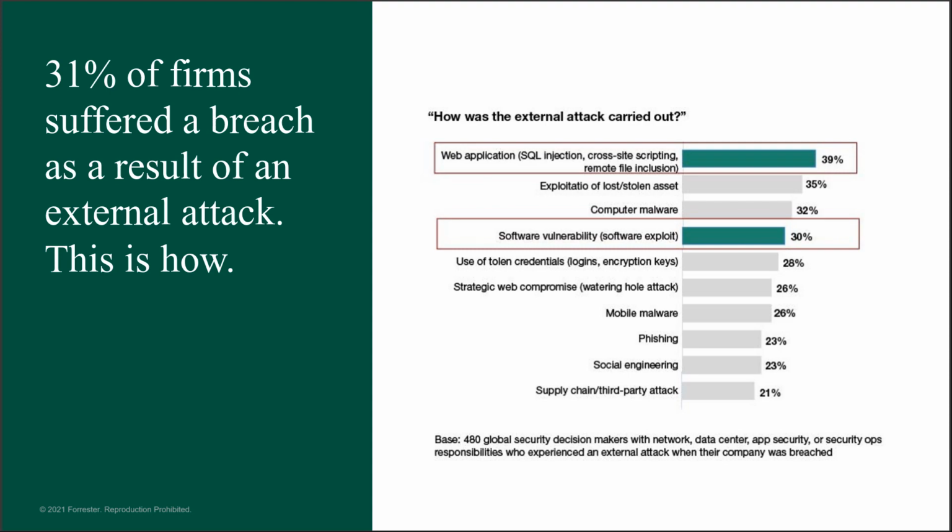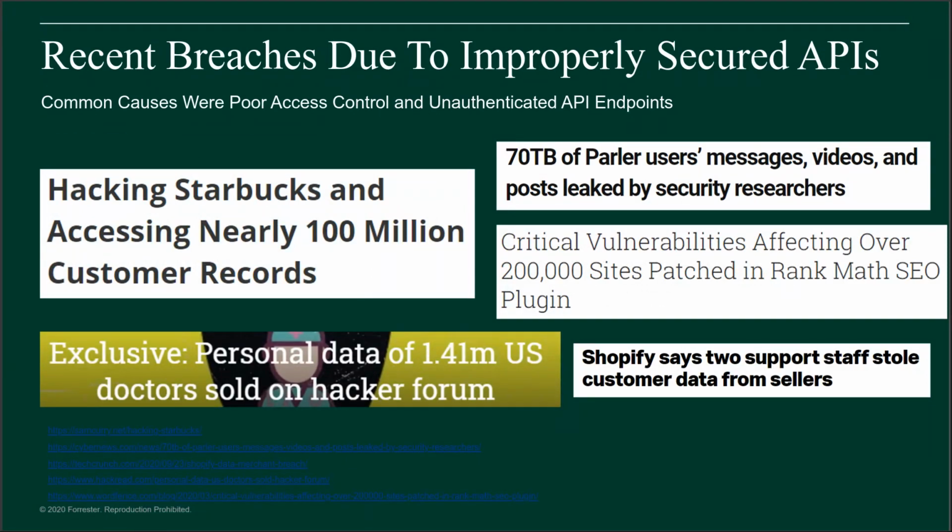We've seen, and we talked about this earlier today, a ton of breaches that have been due to improperly secured APIs. We saw a proof of concept last year of a researcher that was able to leverage Starbucks APIs and get almost 100 million customer records, information about customer purchases. Earlier this year, end of last year, Parler had a huge breach as people were able to leverage their public APIs to get a huge amount of user information, messages, videos, posts that people didn't expect were going to be made public outside of the platform.